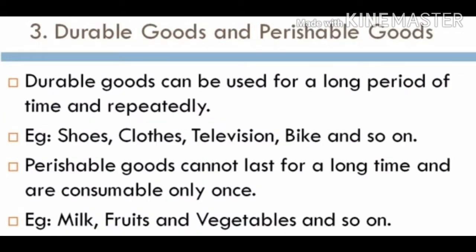Third, durable goods and perishable goods. Durable goods can be used for a long period of time and repeatedly. Example, shoes, clothes, televisions and so on. Perishable goods cannot last for a long time and are consumable only once. Example, milk, fruits, vegetables and so on.